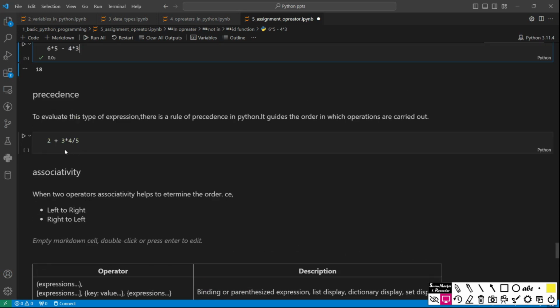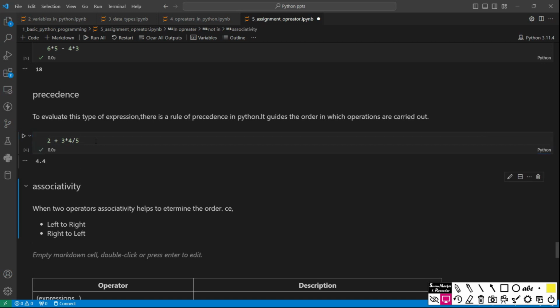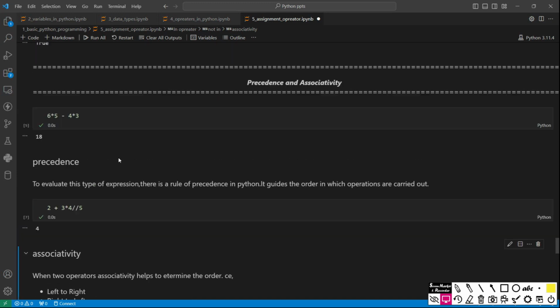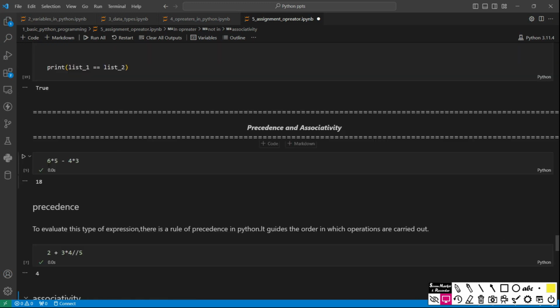So this expression will be evaluated like 3 into 4, that is 12, 12 divided by 5, and then it will add 2 to it, right? So it's 4.4. I will change the division operator to floor division so we can get an integer, and now you can see this operation is performed here. So this is the precedence and associativity in the Python programming language.